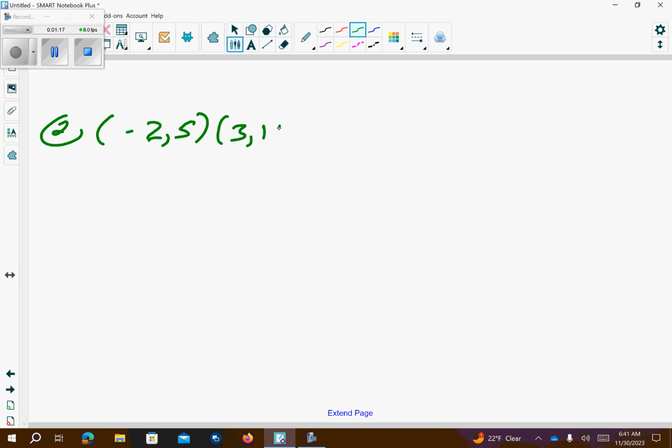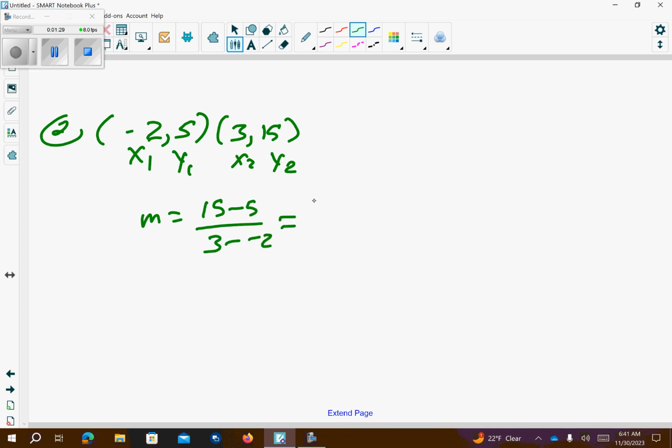Number 2, we have negative 2 comma 5 and 3 comma 15. Again, x1, y1, x2, y2. Let's find the slope first. So y2 minus y1 over x2 minus x1. On top, that's going to be 10. On bottom, that gives us positive, so 3 plus 2 is 5. So this is 2 over 1. You could leave it as 2 if you wanted to.